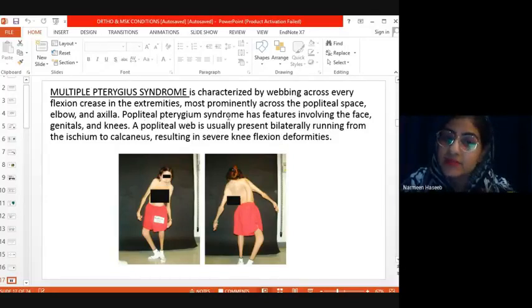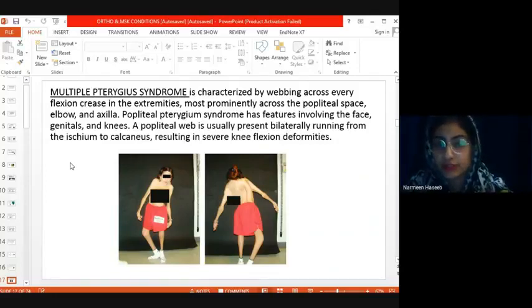Popliteal pterygium syndrome has features involving the face, genitals, and knees. A popliteal web is usually present bilaterally, running from the ischium to the calcaneus and resulting in severe knee flexion deformities. So, whenever you see webbing in the flexion creases, you'll know this is multiple pterygium syndrome.